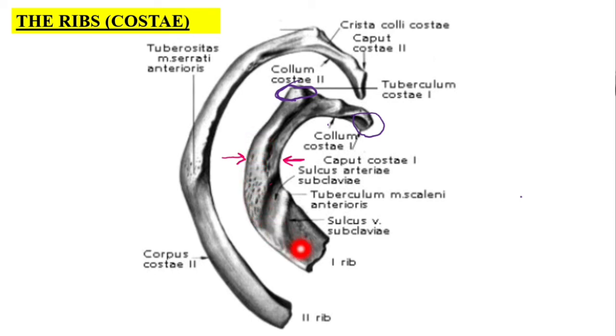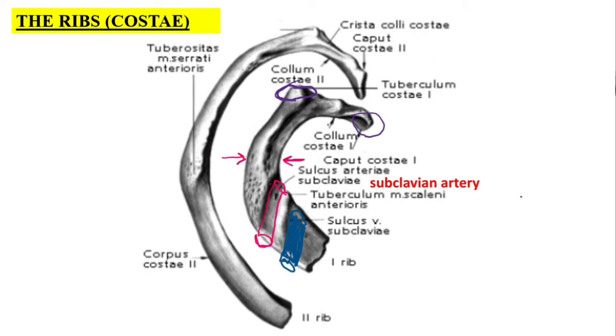This is the superior surface, and it has very important grooves. The first one is called sulcus arteriae subclavian. Why is this important? That's where the subclavian artery lodges in. And you can see another one down here, called sulcus venae subclavian. That's where the subclavian vein lodges in.